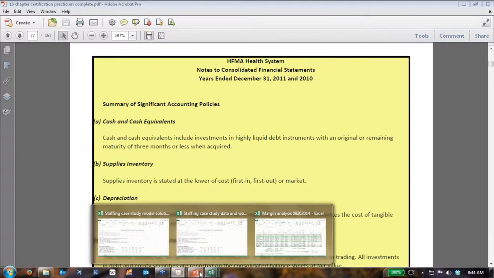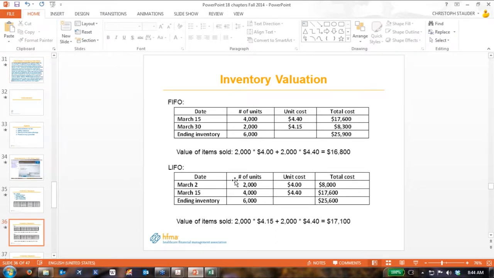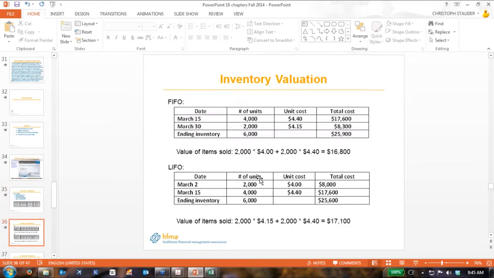Okay, so let's see how this actually works in an example. So here are these two methods. The first in, first out is the one used by HFMA Health System. What it means is the first item in is the first item to go out. So the items that go out are going to be 2,000 of the oldest items. And you notice here they were bought at $4 each. So those are the ones that go out, 2,000 at $4.